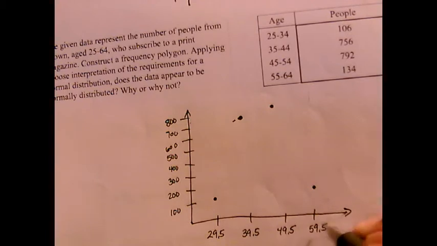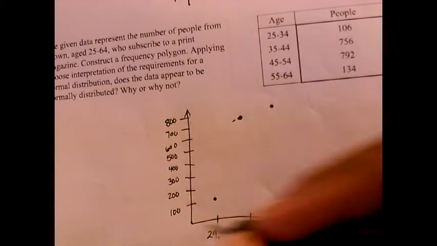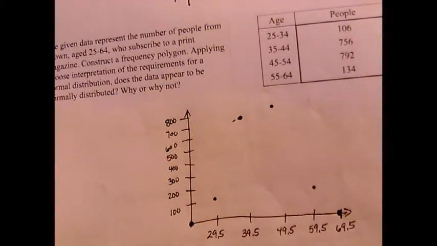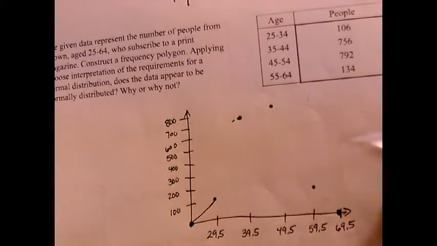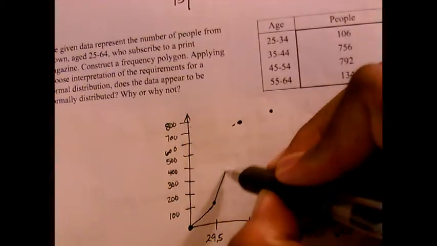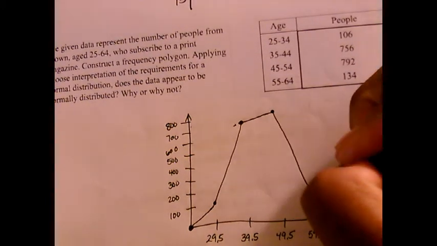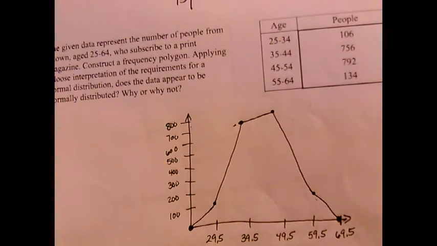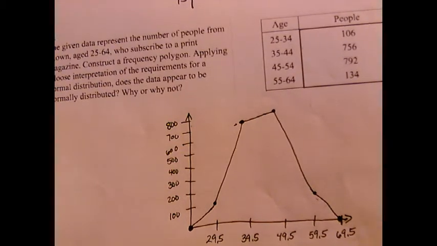Now, from 59.5, I'm going to add another class midpoint, which is 69.5. And I'm doing that because I want to close off this polygon because it is a closed figure. Now, here's where I draw the frequency polygon. I'm starting at the origin right here, and then I'm going to connect to this first point here, and then connect to the second point, connect to the third, and then the fourth, and then this last one. So this is an example of a frequency polygon.